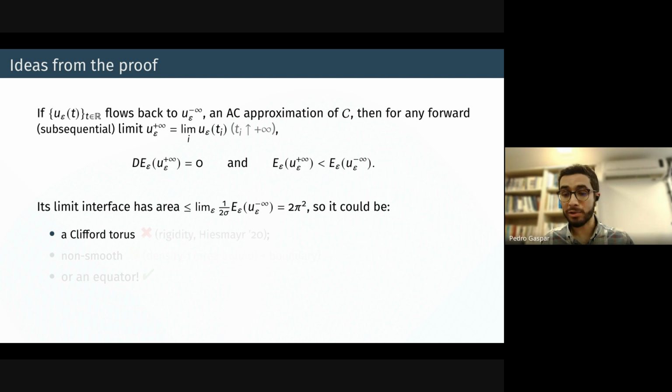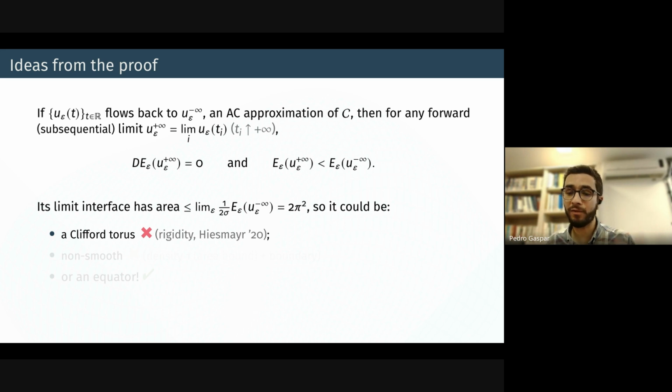Now you can take the limit in epsilon to conclude that this new critical point is going to converge to some maybe singular minimal hypersurface whose area is going to be less than the area of the Clifford torus, right? Since the energy of those u epsilon plus infinity, the forward limit, is going to converge to the area of that minimal hypersurface. And once again, there are not a lot of minimal surfaces in S3 whose area is lower than the area of the Clifford torus. Smooth minimal surfaces, there are only two, the Clifford torus and equatorial spheres. And we can rule the first option out by using some rigidity results for Allen-Cahn approximation of the torus.